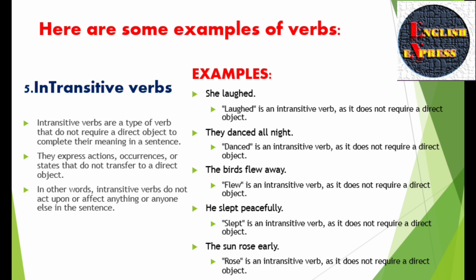Next come the intransitive verbs. Intransitive verbs are a type of verb that do not require a direct object to complete their meaning in a sentence. They express actions, occurrences, or states that do not transfer to a direct object. Intransitive verbs do not act upon or affect anything or anyone else in the sentence. Here come the examples.